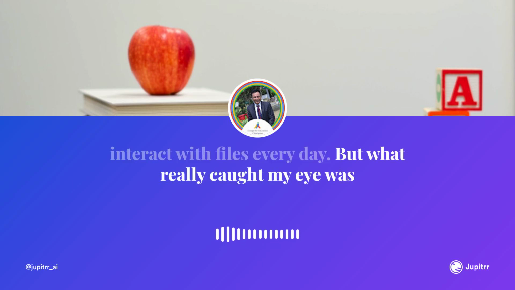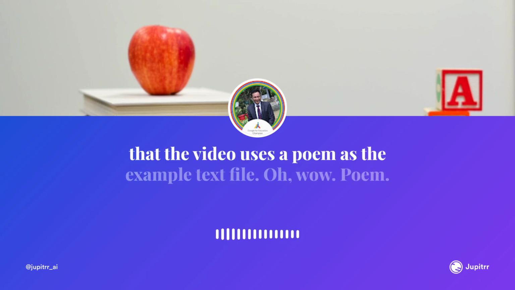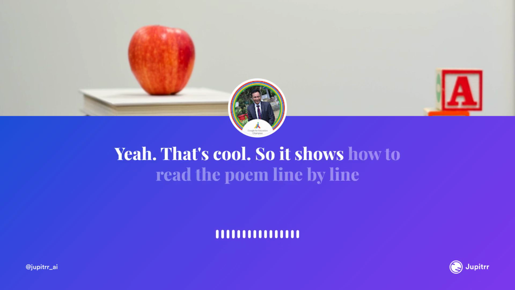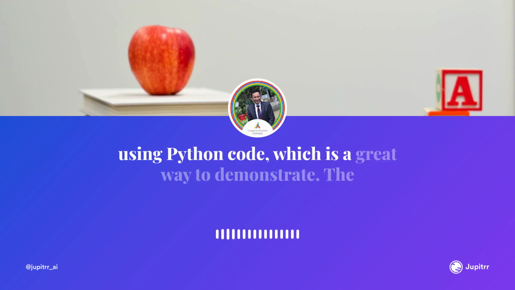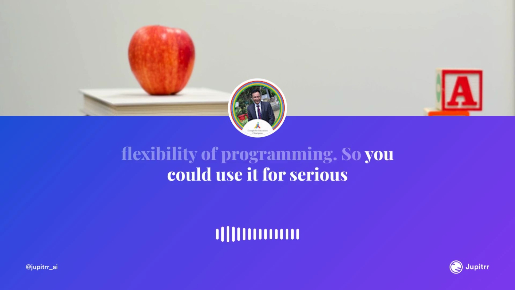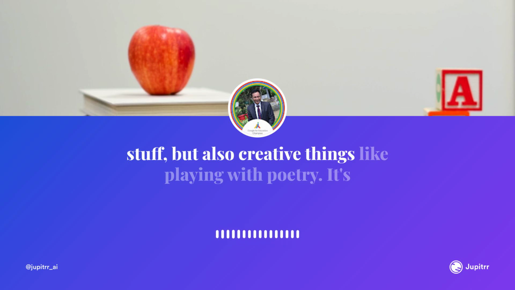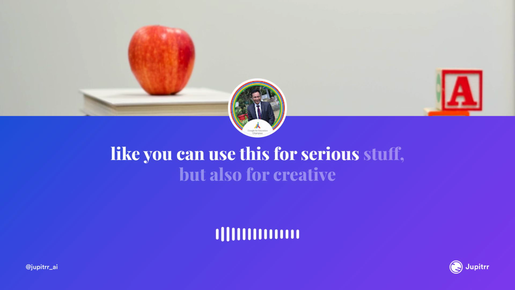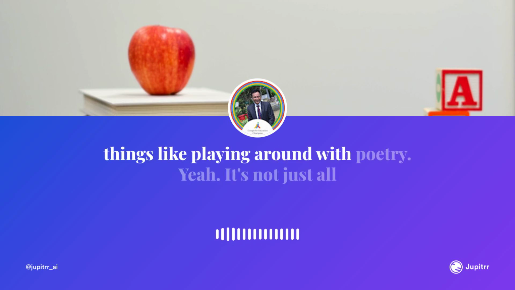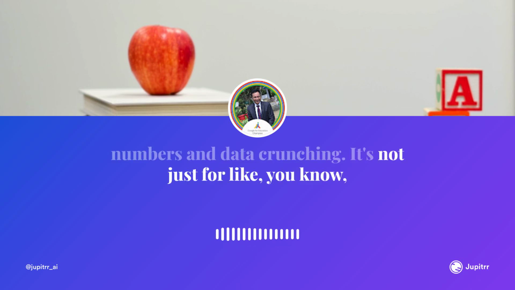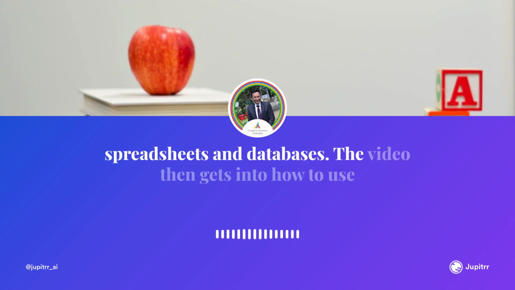What really caught my eye was that the video uses a poem as the example text file. Oh, wow. It shows how to read the poem line by line using Python code, which is a great way to demonstrate the flexibility of programming. You can use this for serious stuff, but also for creative things like playing around with poetry. It's not just all numbers and data crunching, or spreadsheets and databases.